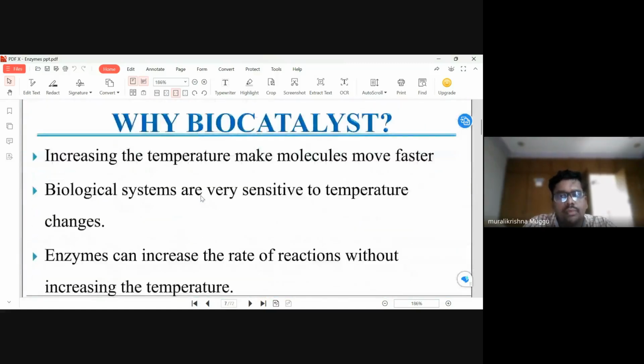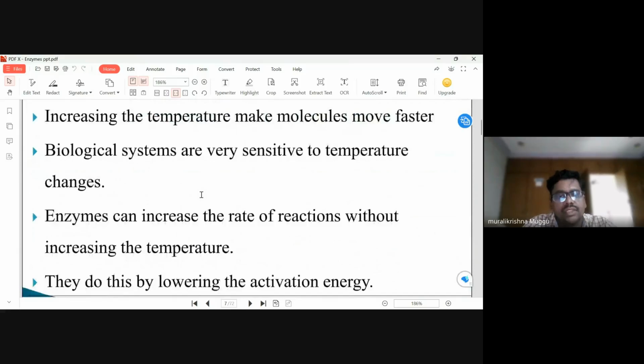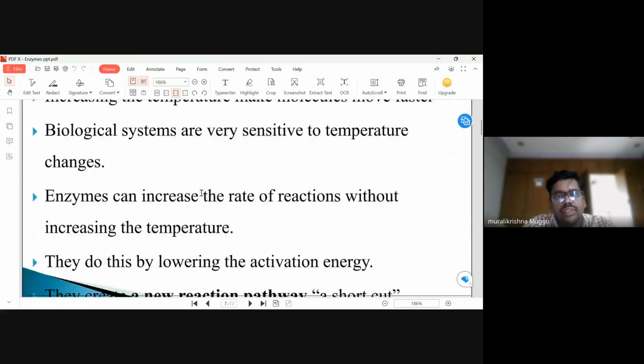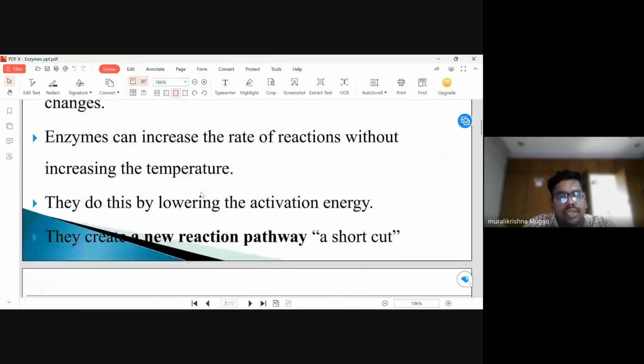Increasing the temperature makes molecules move faster. Biological systems are very sensitive to temperature changes. Enzymes can increase the rate of reactions without increasing the temperature. They do this by lowering the activation energy. How can they increase the rate of the reaction without increasing the temperature? By decreasing the activation energy. They create a new reaction pathway, a shortcut.